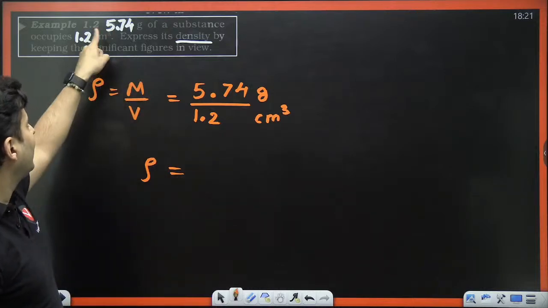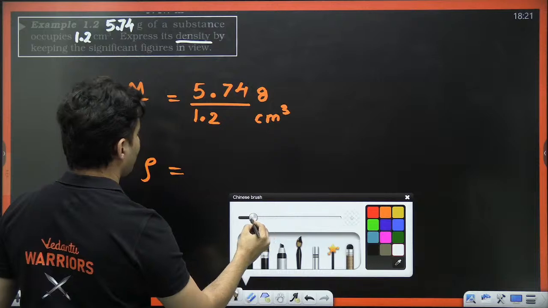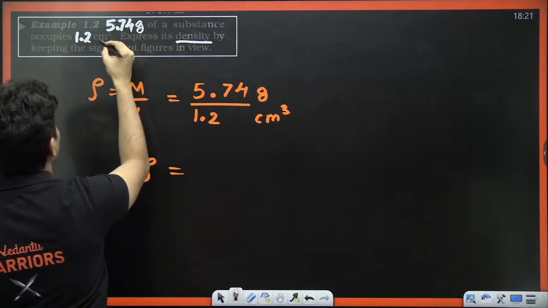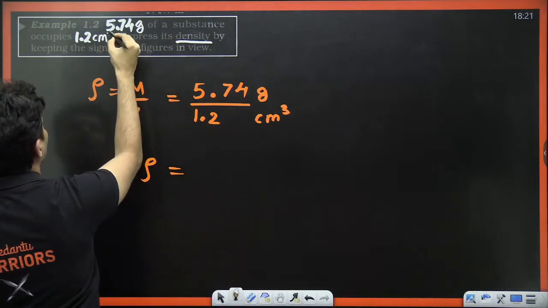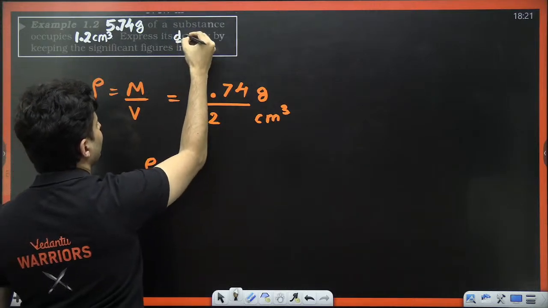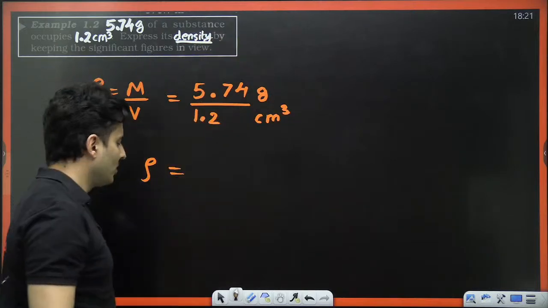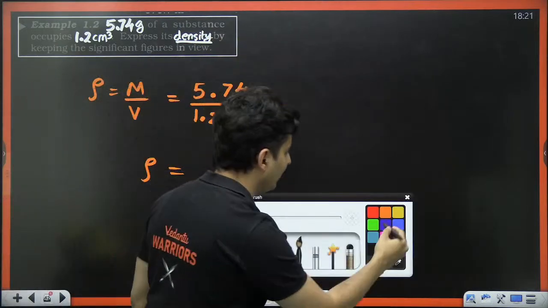So that's why I have highlighted it. 5.74, this was in grams. This was centimeter cube. Okay. Find the density. In the PDF, it will be seen. I'll make sure that next time the screenshot is much better.